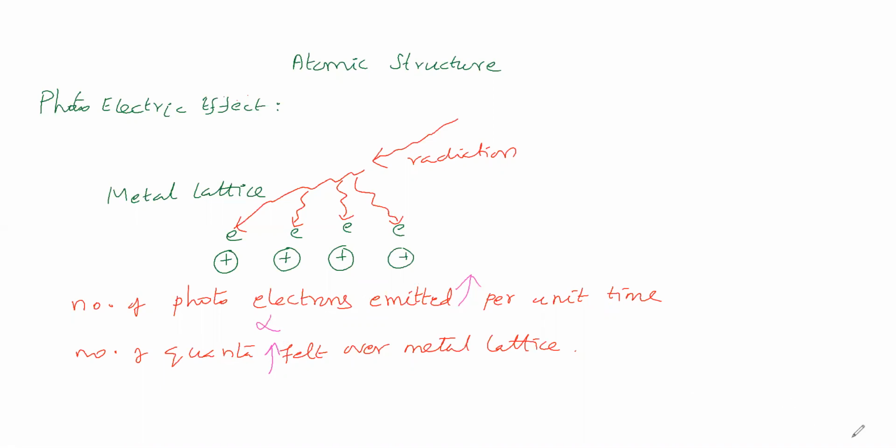So now we will see frequency of radiation and number of photoelectrons ejected. Is there any relation? That we have to see. Then we have to see intensity of radiation and number of photoelectrons ejected. Is there any relation? That's what we have to see.